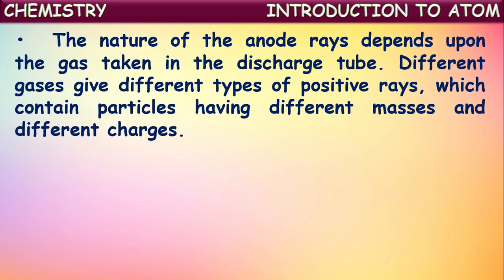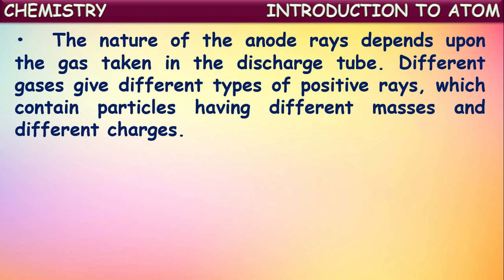The nature of anode rays depends upon the gas taken in the discharge tube. Here is one of the important points about anode rays, where they differ from cathode rays. The nature of cathode rays is independent of the gas taken in the discharge tube. That means whatever gas you take in the discharge tube, on applying high voltage, cathode rays are produced from all the gases. The properties of cathode rays produced from all the gases are the same. Those cathode rays are considered as electrons, isn't it?